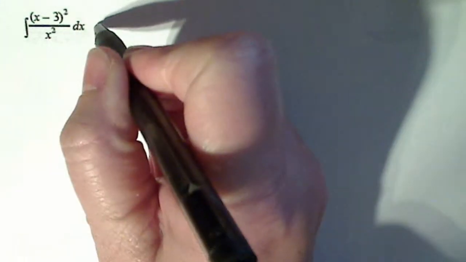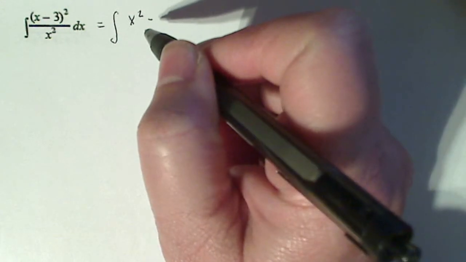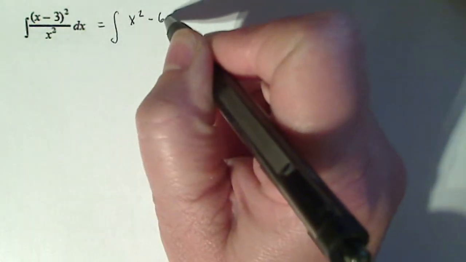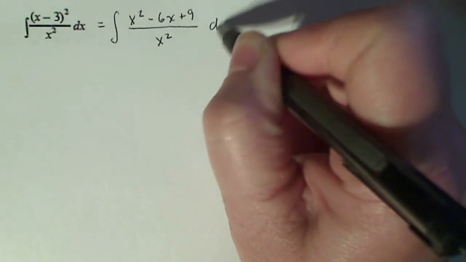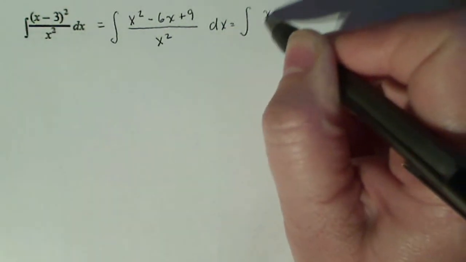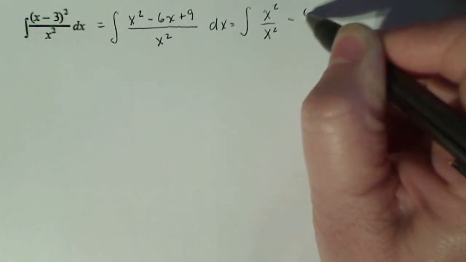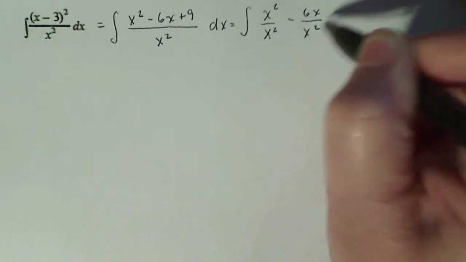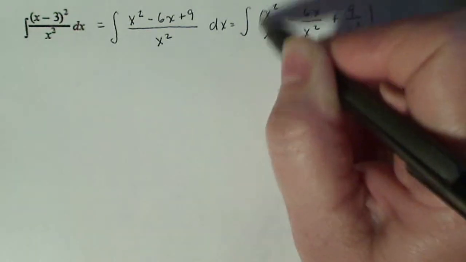So I'm just going to do a little bit of algebra, because it's not hard algebra. So x squared minus 6x plus 9 divided by x squared dx. Now, according to the rules of algebra, I can rewrite this as x squared over x squared minus 6x over x squared plus 9 over x squared dx.